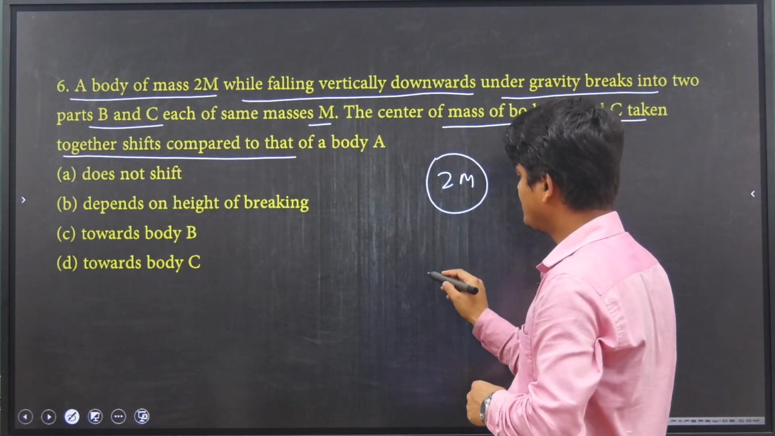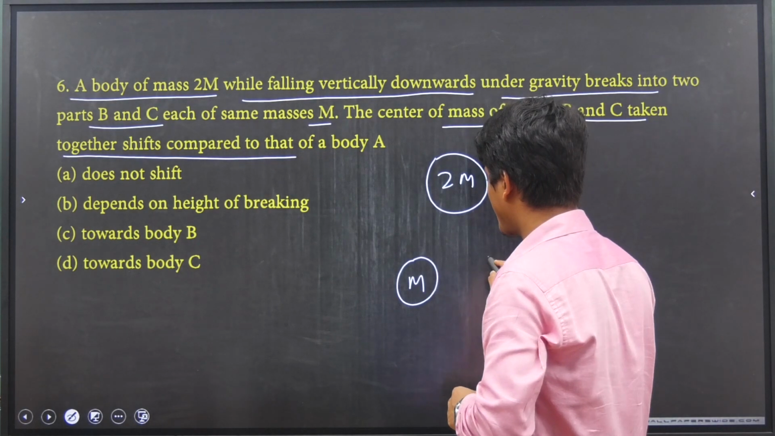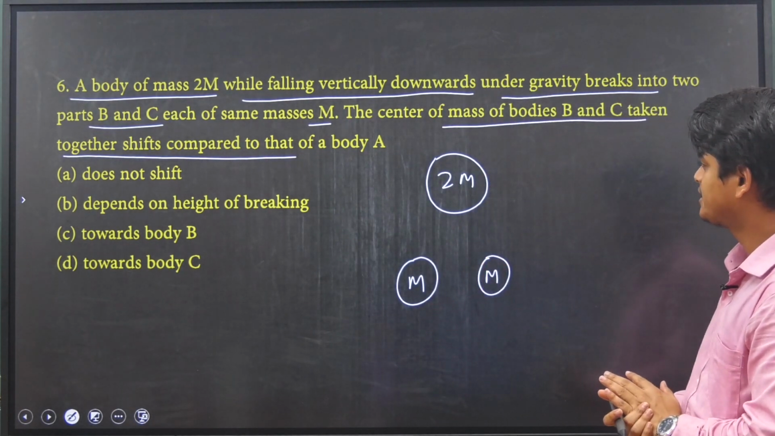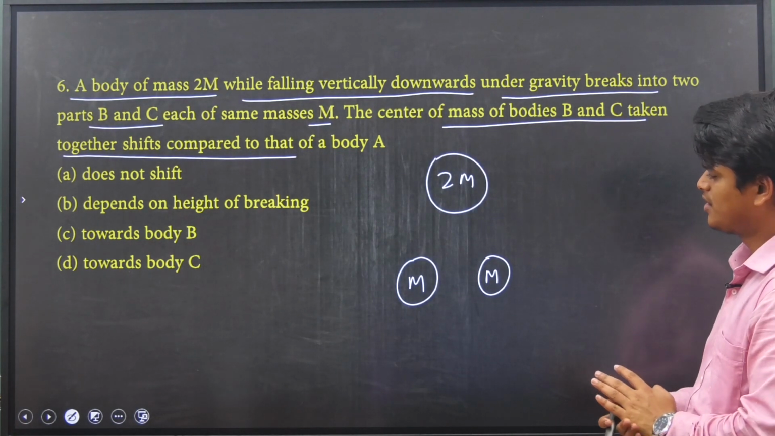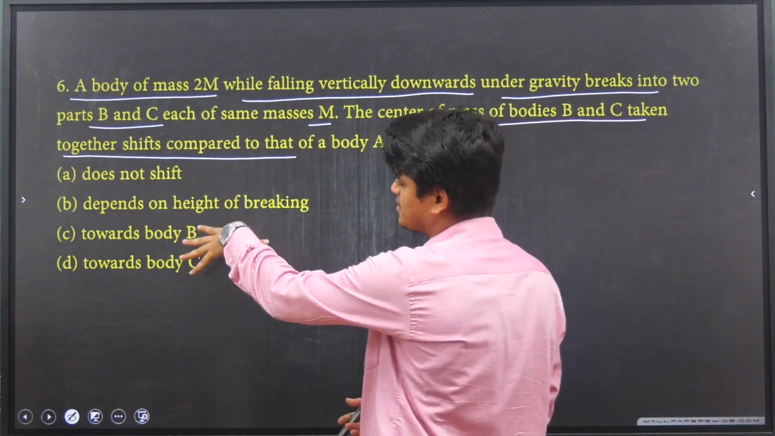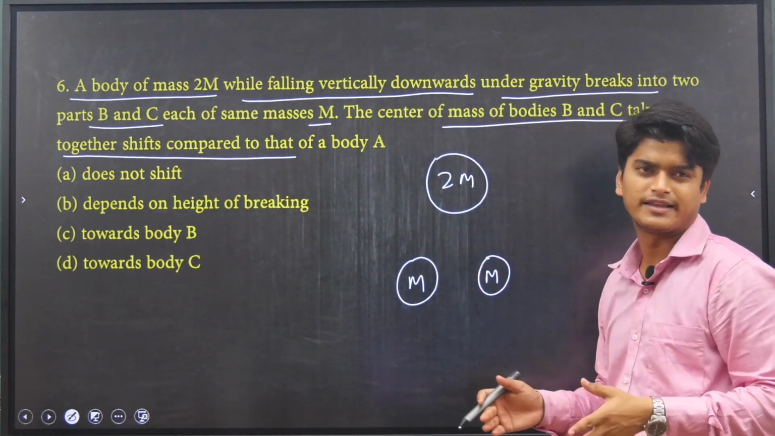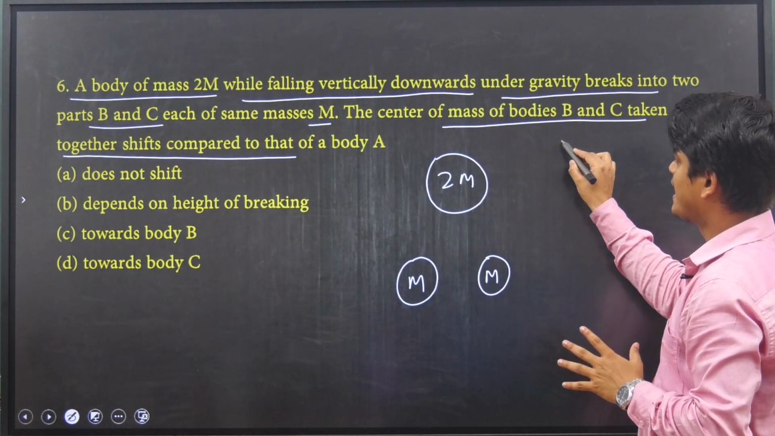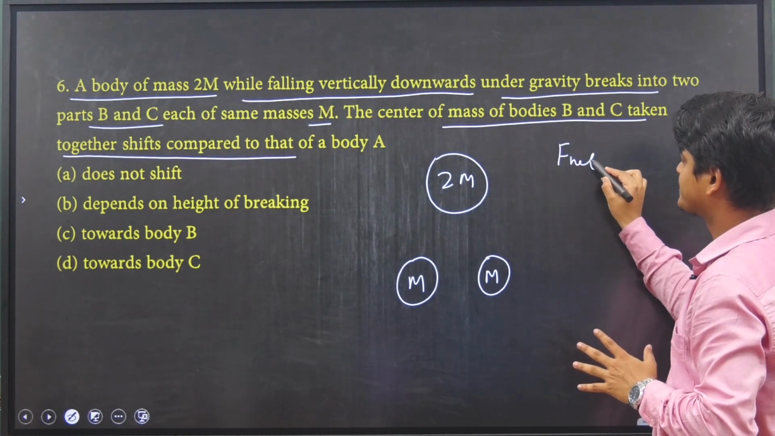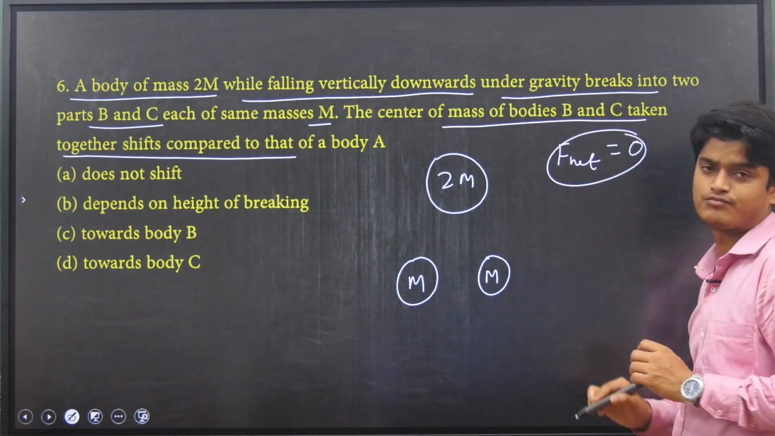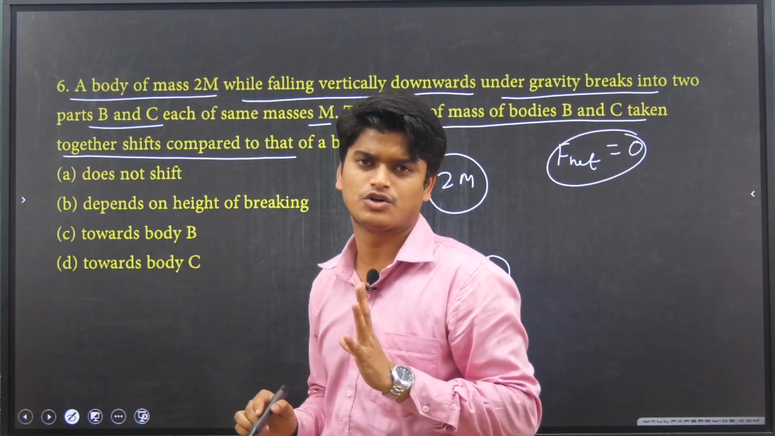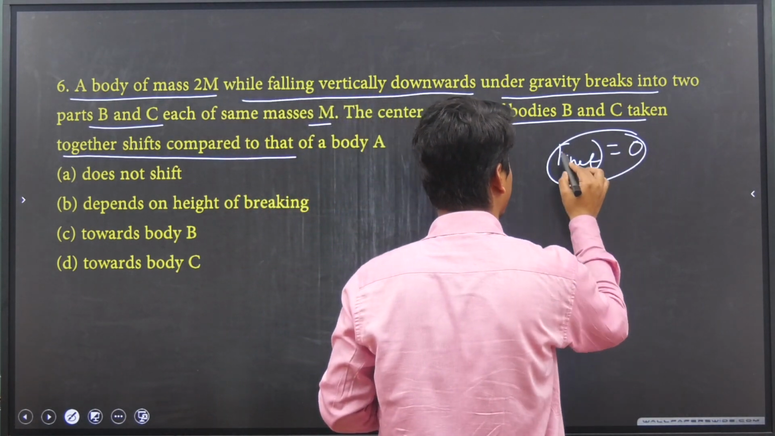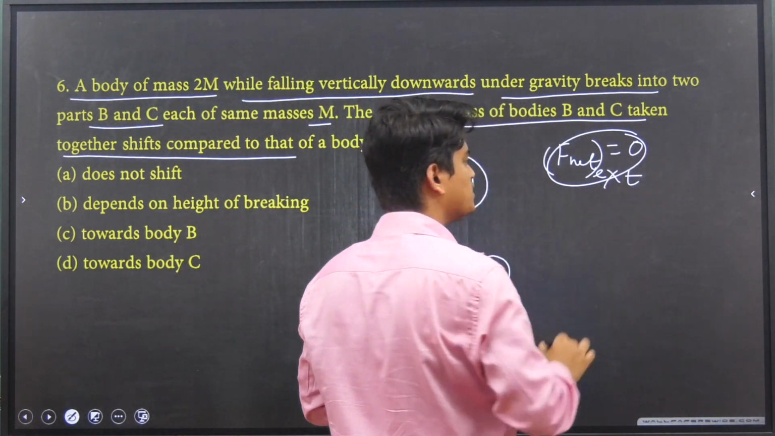In this case it is splitting into two parts, one is m, another is m. Now they are asking what will be the effect, such as the center of mass shifting, depending on the height of breaking, towards body B or body C. Listen, whenever we talk about center of mass, and the F net on the center of mass is 0, meaning no external force is acting on the center of mass, you can write F net external is 0. Then what will happen?